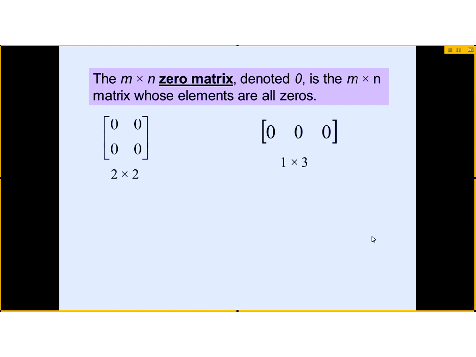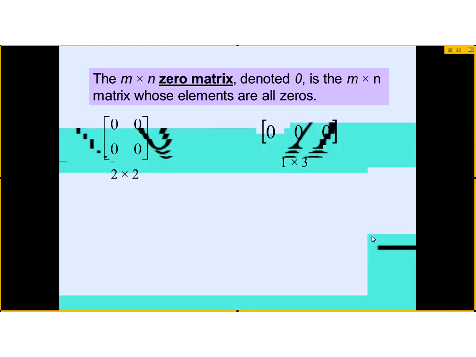Remember, whatever the first element is, we denote it by the row, and the second by the column. It is a 1 cross 3 matrix, which means its rows are 1 and columns are 3. Similarly, a 2 by 2 matrix means 2 rows and 2 columns.